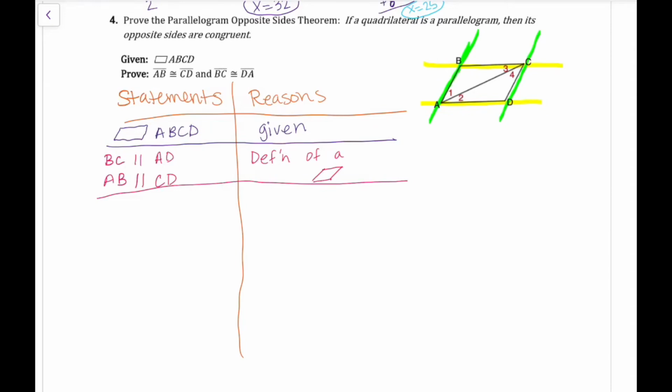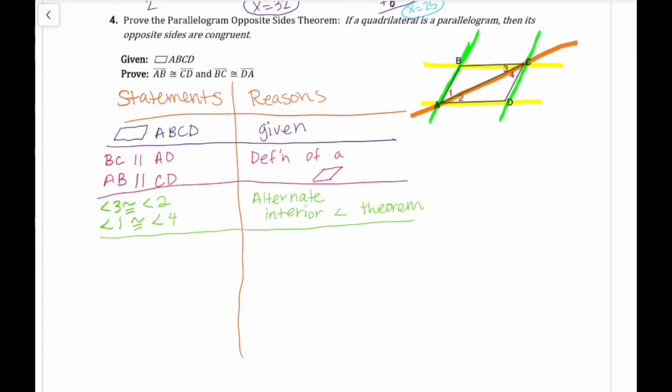Well, since we have parallel lines, we can use a transversal. I've got this orange transversal in here. If our yellow lines are the parallel lines and the orange is the transversal, we can show that angle 3 is congruent to angle 2 and angle 1 is congruent to angle 4. The reason is the alternate interior angles theorem. Alternate interior angles are congruent whenever a transversal cuts a set of parallel lines.